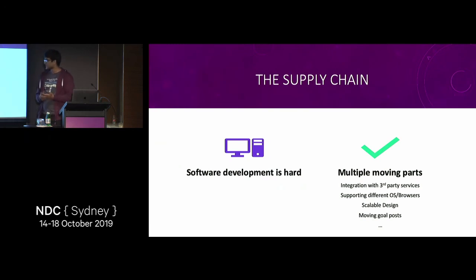Let's start with the software supply chain. Well, I'm not sure if you realize software development is really hard. We wouldn't have conferences like these if software was easy. We have multiple moving parts, the integration of third-party APIs, we have to think about scalable design, scaling to millions of users, and finally, we have moving goalposts on what we actually need to deliver.